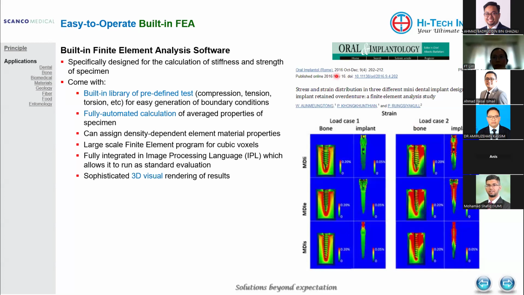So for example, here we have a load case by using different kinds of forces. You can see the red color means the bone area is encountering high force from this object here, which is the implant. So by using different kinds of implants, you will see what is the force that is encountered by the tooth, by the bone itself.